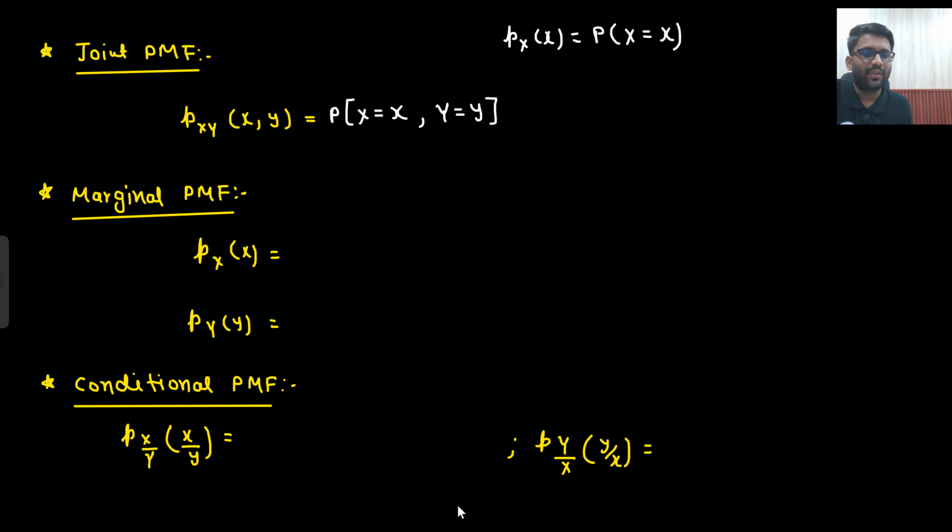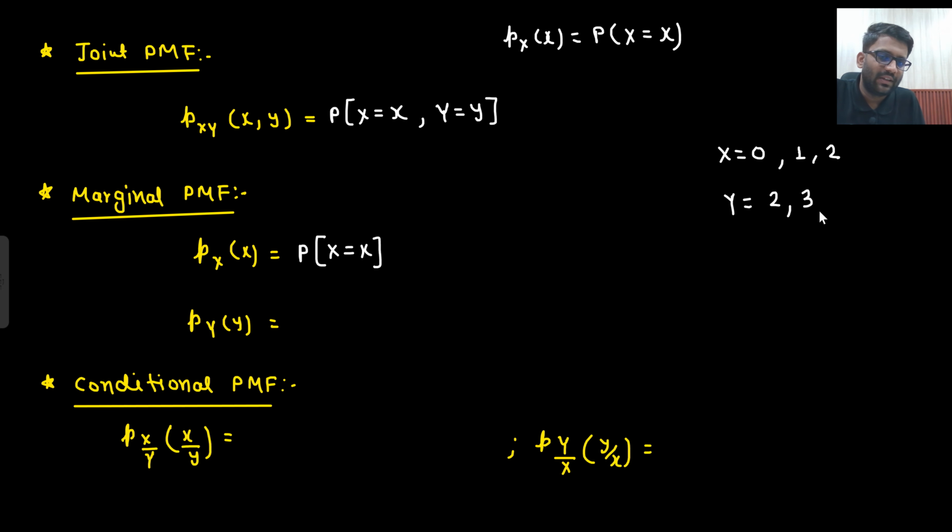What would be your marginal PMF? From the joint PMF, how would you find the marginal PMF? What do you think I need to find? I need to find this particular thing. Let's just say my random variable x is taking values 0, 1, 2, and my random variable y is taking values 2, 3, 4. Now what do I need to find?